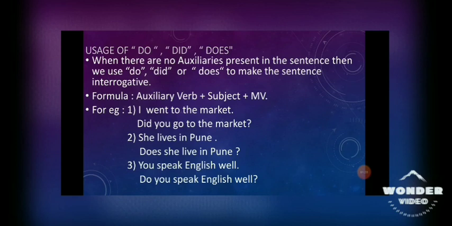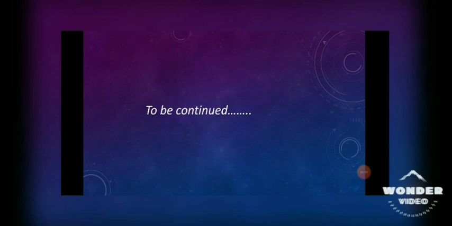Understood? I told you that when no helping verb or no modal auxiliary is given, you will use the words do, did or does. So here I have used did you go to the market? She lives in Pune. Does she live in Pune? You speak English well. Do you speak English well? So all three examples I have given you to show how to transform a sentence into interrogative. Next, here I have given you a to be continued slide because tomorrow we will be doing question tags. Okay. Thank you.